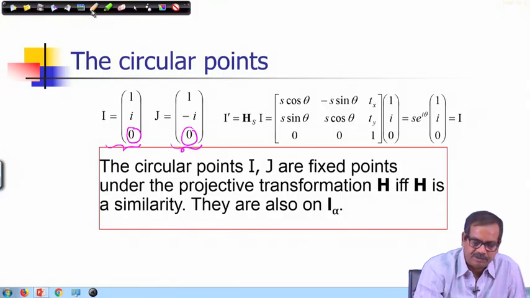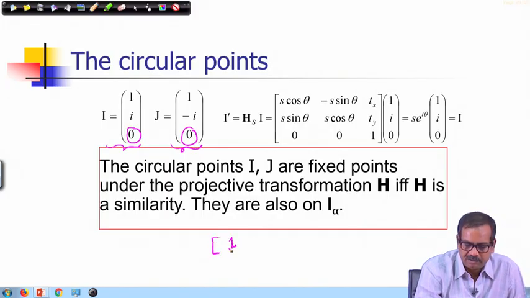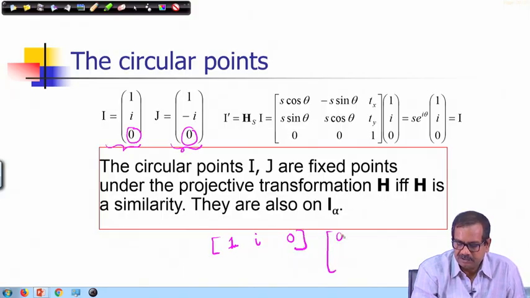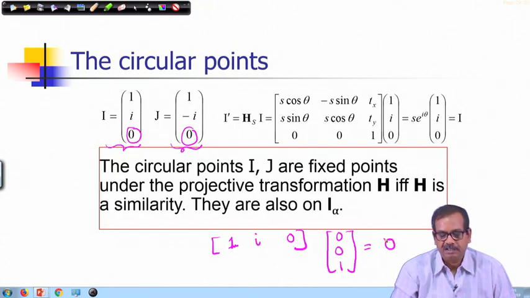Just to elaborate this part, if I perform this operation 1 I 0 and 0 0 1, that should be equal to 0, which is the point containment relationship.